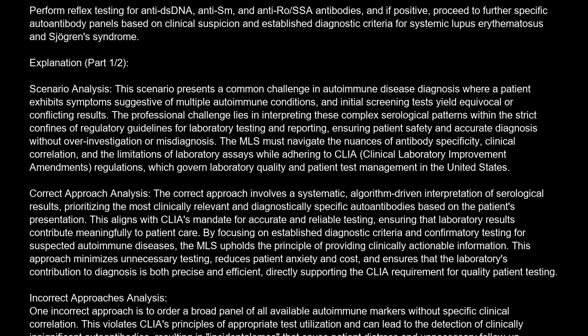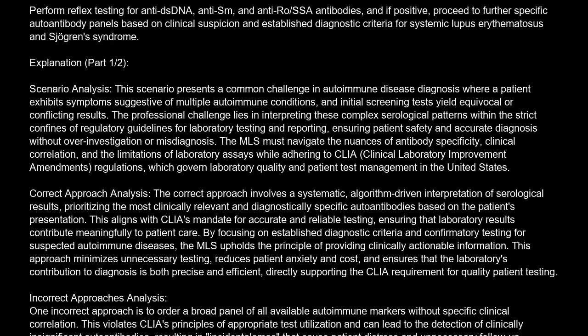The MLS must navigate the nuances of antibody specificity, clinical correlation, and the limitations of laboratory assays while adhering to CLIA, Clinical Laboratory Improvement Amendments, regulations, which govern laboratory quality and patient test management in the United States. Correct approach analysis. The correct approach involves a systematic, algorithm-driven interpretation of serological results, prioritizing the most clinically relevant and diagnostically specific autoantibodies based on the patient's presentation. This aligns with the CLIA mandate for accurate and reliable testing, ensuring that laboratory results contribute meaningfully to patient care.